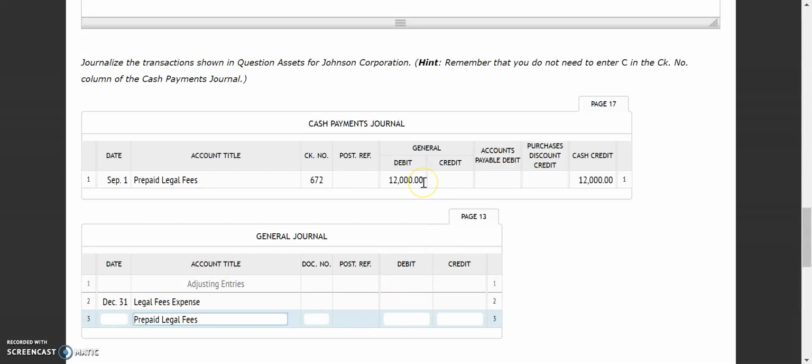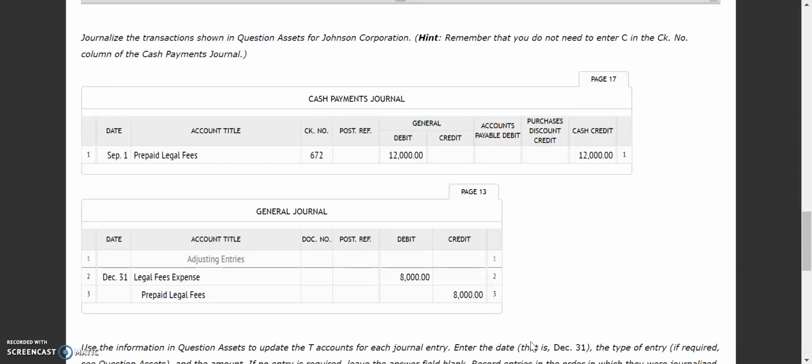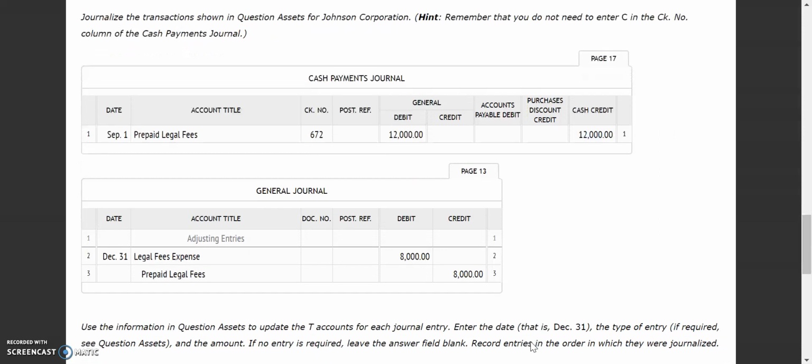Remember, if we took $12,000 divided by 6, the 6 months that they prepaid, that's $2,000. And then we used it September, October, November, December. So that's 4 months. 2 times 4 is 8. So 8,000 debit, 8,000 credit. Okay, so those are our 2 transactions.